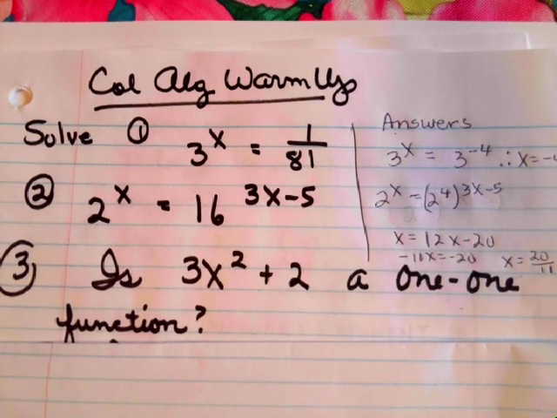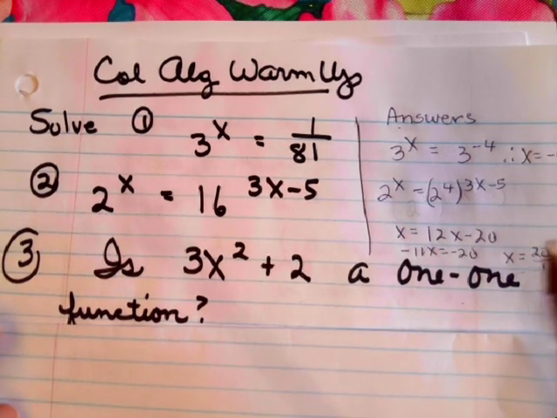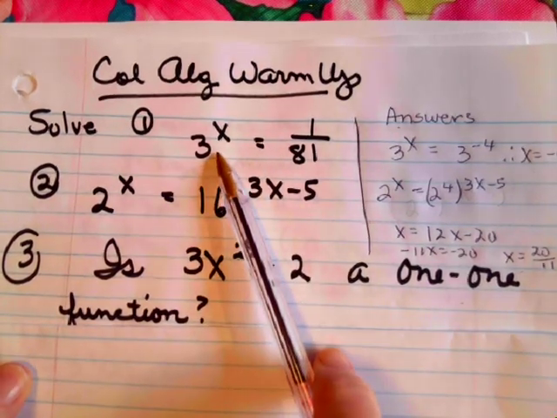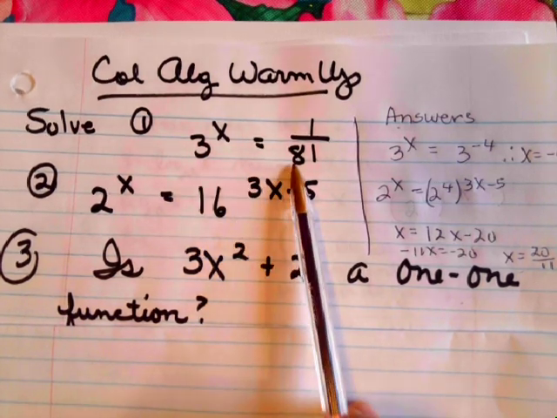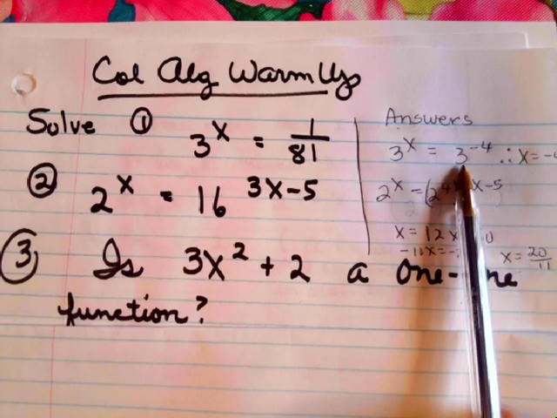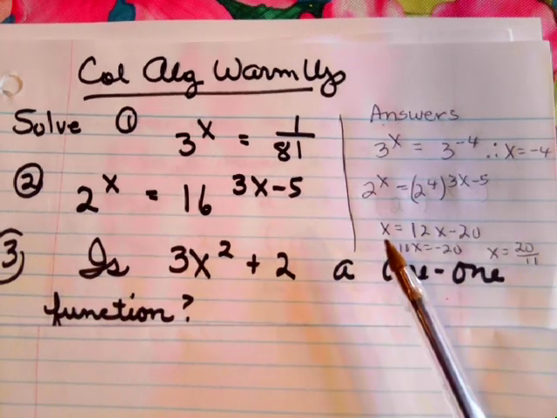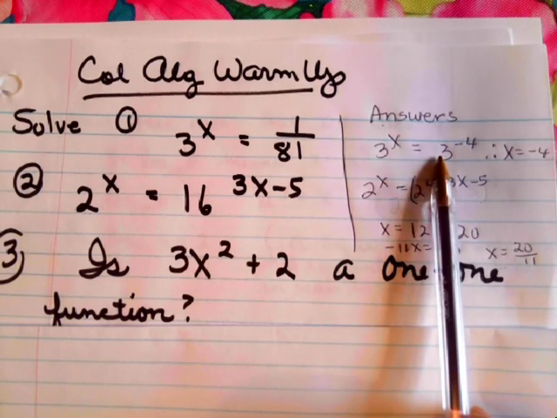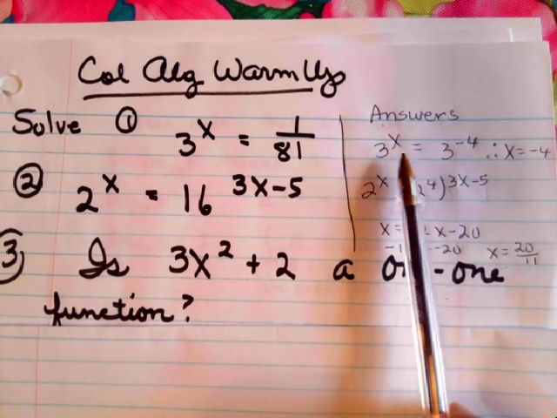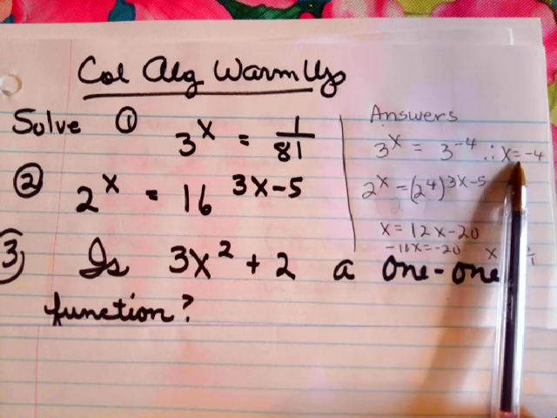I want us to kind of remember what we were doing before spring break. We were solving exponential equations. We were on lesson 10.2. We did some problems that look like this. If you have 3 to the x equals 1 over 81, you would rewrite that so that you had the same base on each side. 1 over 81 could be rewritten as 3 to the negative 4th. Therefore, x would equal negative 4.